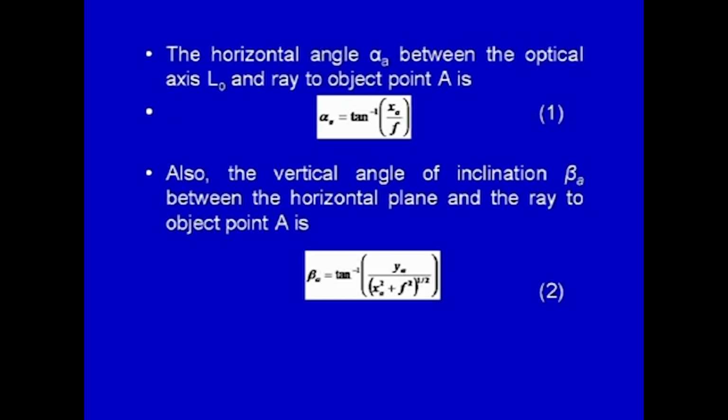the ray to the object point A, and this can be expressed as alpha A is equal to tan inverse x A divided by f, where x A is the photo coordinate of point A in the x direction and f is the focal length of the camera. Also, the vertical angle of inclination of point A with respect to the vertical plane and the ray to the point A can be expressed as beta A, which is equal to tan inverse y A divided by the square root of x A square plus y A square plus f square.